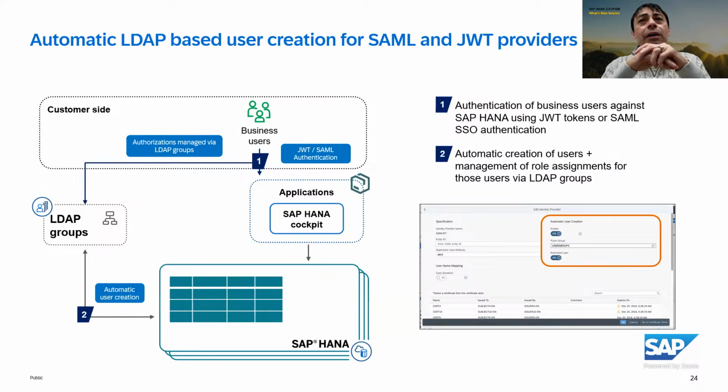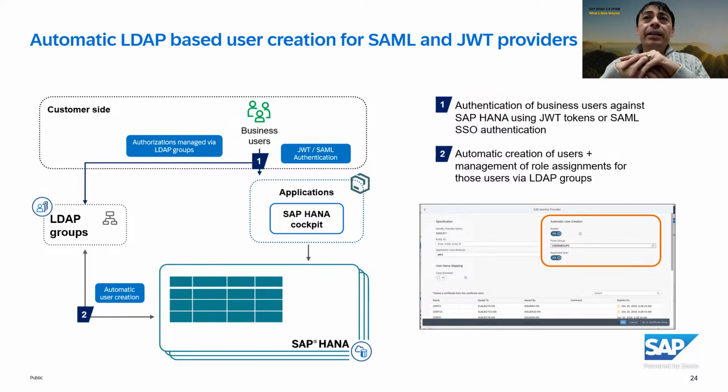We also have the ability to automatically create LDAP-based users for SAML and JWT providers. HANA can use LDAP users already. However, it's unable to automatically create them. So this will hopefully save you a lot of time, because now the database will be able to create those users based on what you have on LDAP. That way you don't have to do that manually on your own.